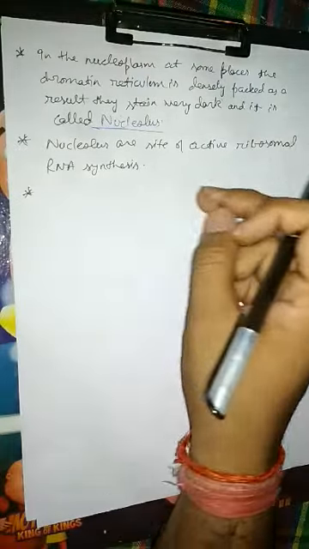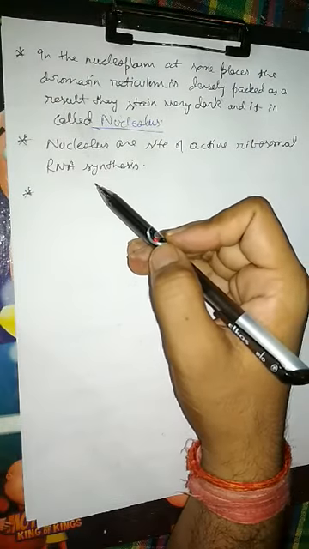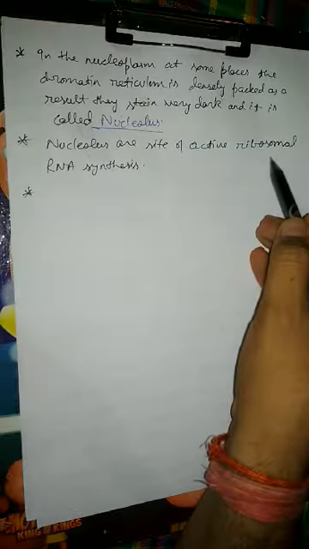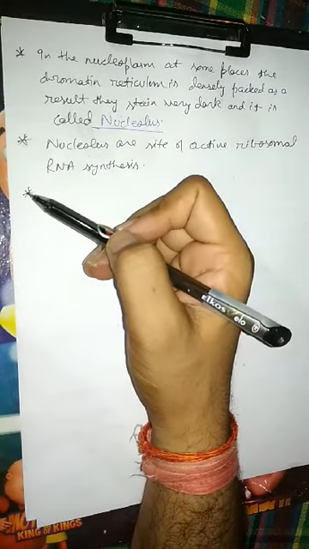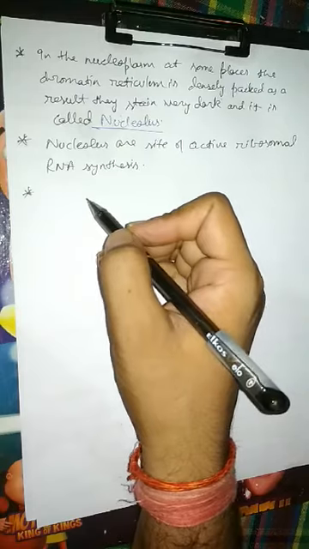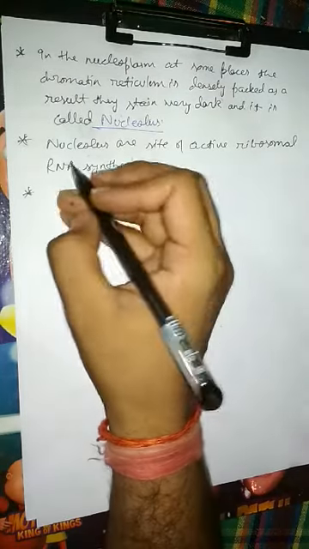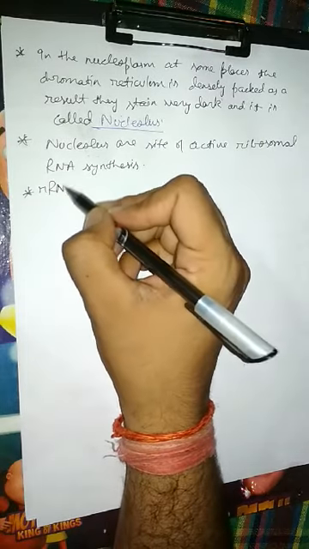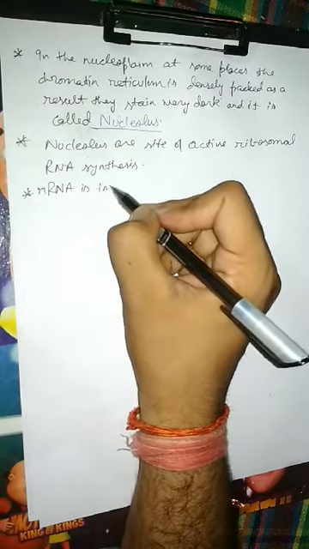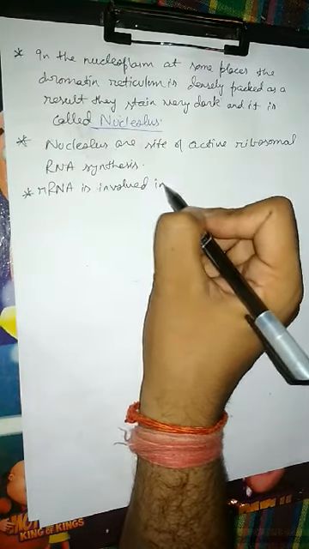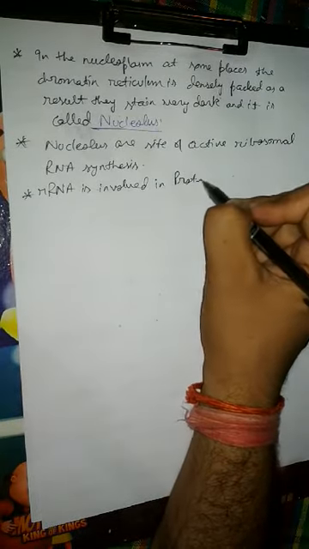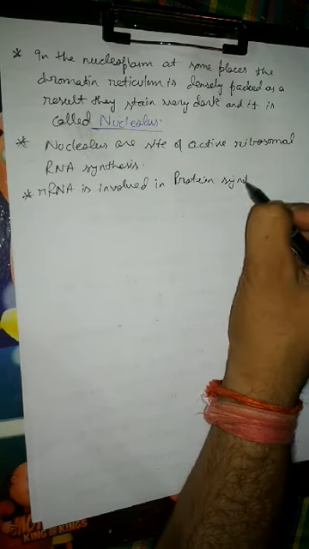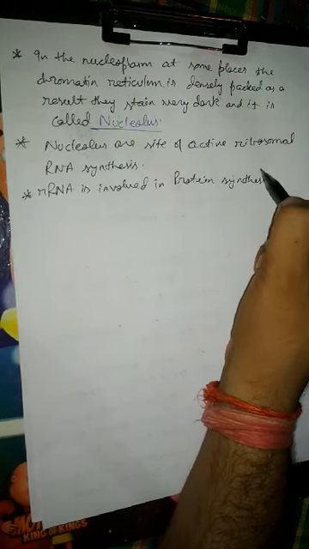Now one more thing I want to ask you. What is the role of rRNA? I told you rRNA is involved in protein synthesis. So rRNA, that is also called ribosomal RNA, is involved in protein synthesis. Clear?